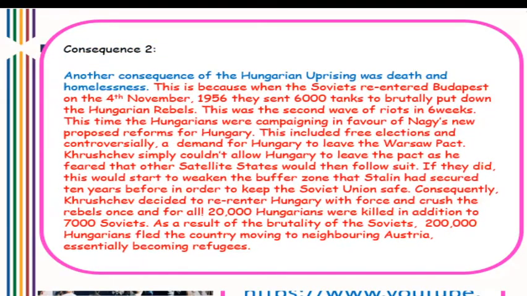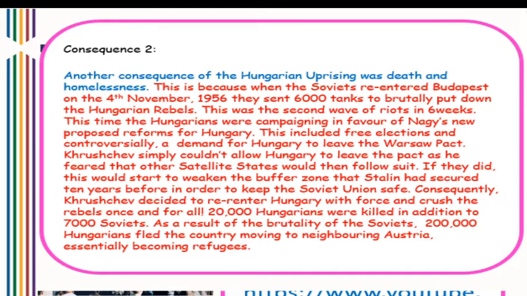Okay, so here is my example of consequence 2. So check it against yours. If you didn't get the same consequence, that's fine. Just make sure you've included and added enough detail and it's in this same format and structure. So I've said another consequence of the Hungarian uprising was death and homelessness.